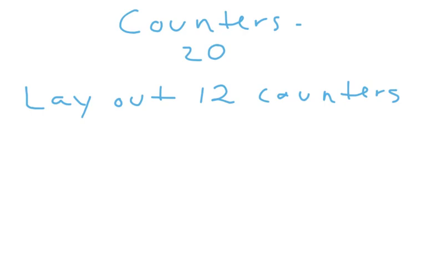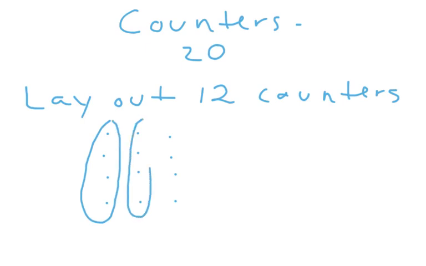Okay, I'm going to assume that you guys all have 20 counters out in front of you. Right now, what I'd like you to do is go ahead and lay out 12 counters. As you can tell, I have 12 counters in front of me, and these 12 counters are arranged in 3 groups of 4. So here we have 1 group of 4, 2 groups of 4, 3 groups of 4.